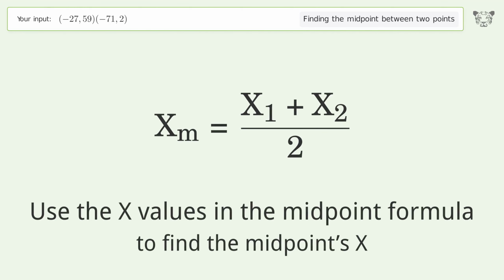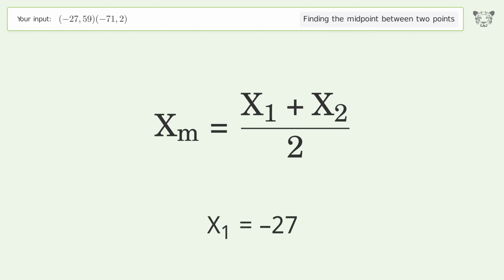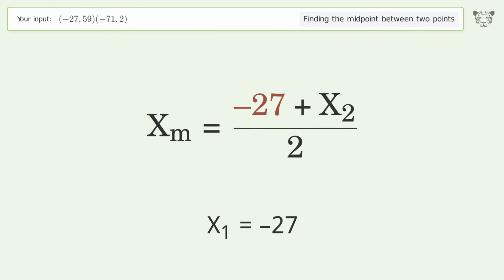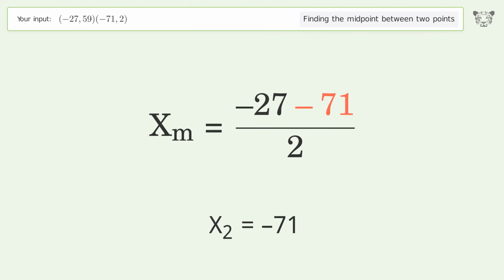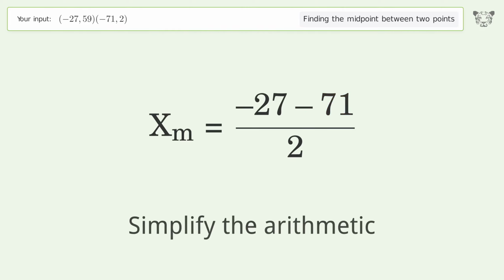Use the x values in the midpoint formula to find the midpoint's x. x1 equals negative 27. x2 equals negative 71. Simplify the arithmetic.